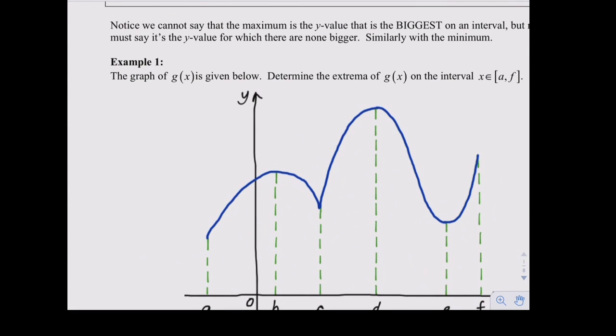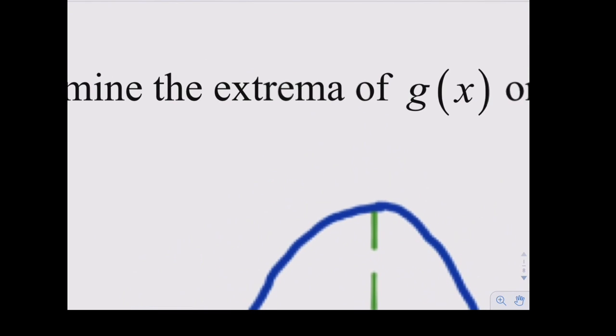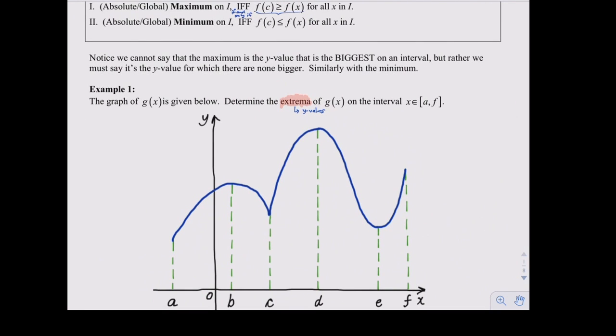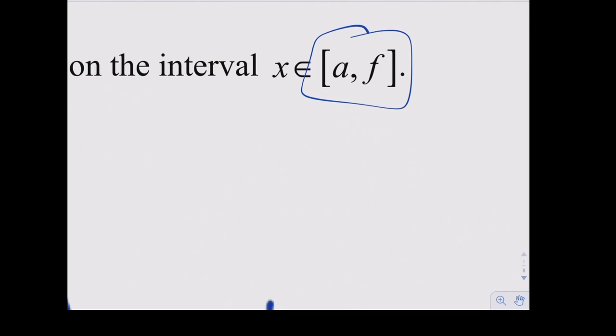Example 1, the graph of g of x is given below. Determine the extrema. Again, what does extrema mean? Maxes or mins. Absolute, global, or relative, local? If I don't say what type of extrema, I just say extrema, you're assuming what? The global, the absolute. And these are y values or x values? Extrema, they're y values. That's very important. On the closed interval from A to F.